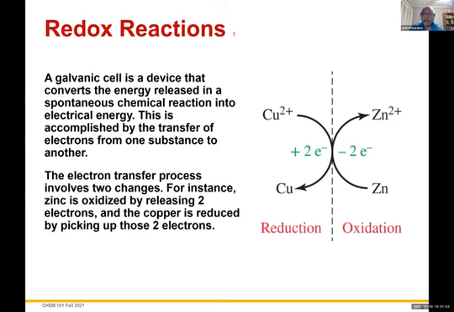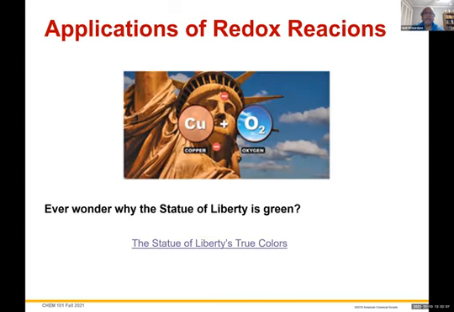Reduction is gain of electrons. Copper 2 plus going to copper is gain of electron, therefore reduction. Zinc going to zinc 2 plus is oxidation. We talked about that. There are many redox reactions that take place if you didn't isolate the two electrodes.